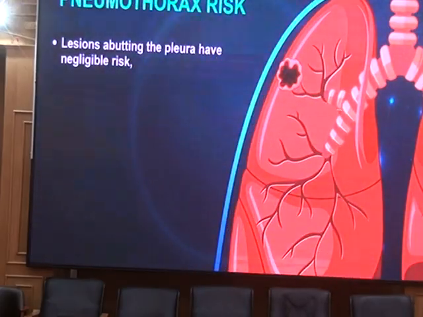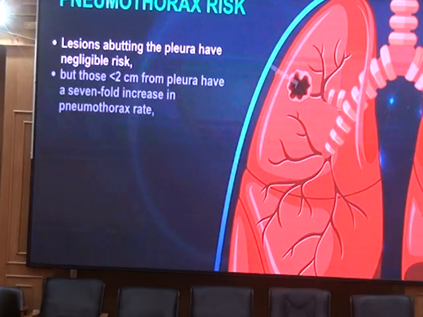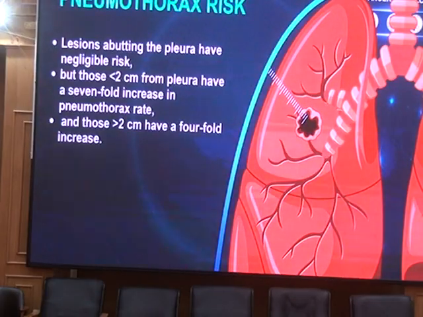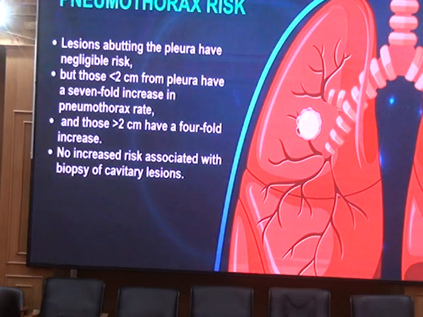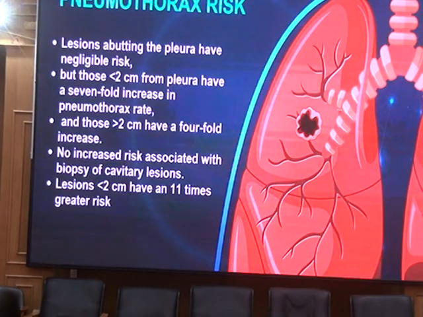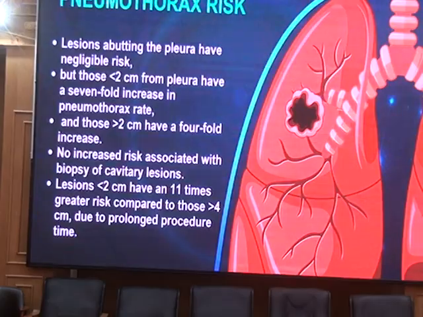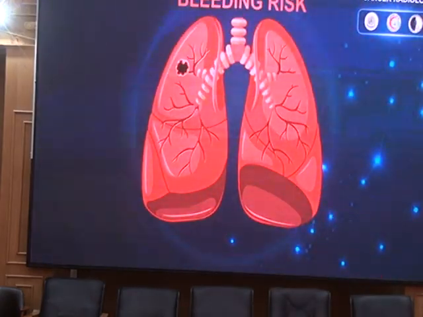Lesions abutting the pleura have minimal risk, while those less than 2 centimeters have a 7-fold increase in pneumothorax, while those more than 2 centimeters have less risk of pneumothorax. No risk is associated with cavitary lesions. Smaller lesions tend to have higher risk than lesions more than 4 centimeters due to shorter procedure time.